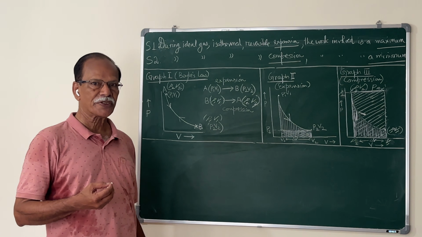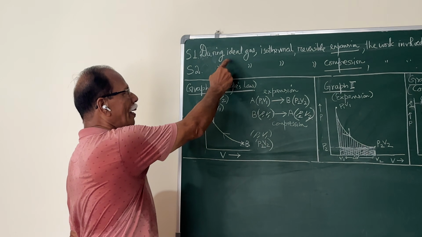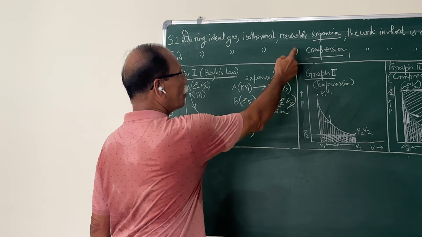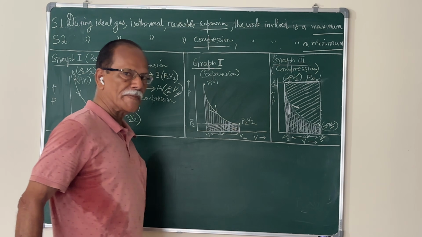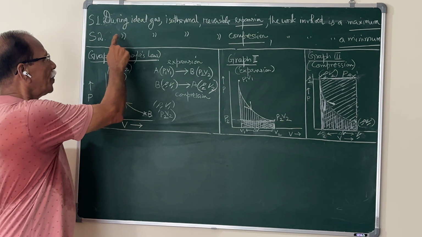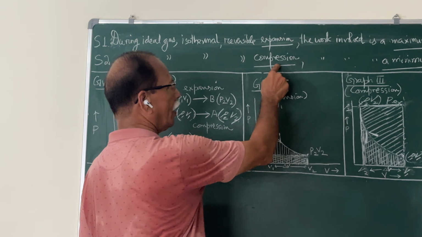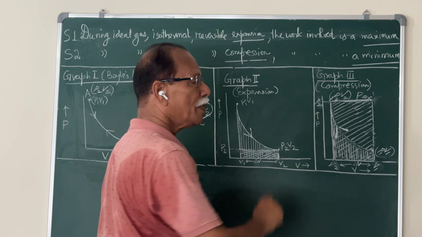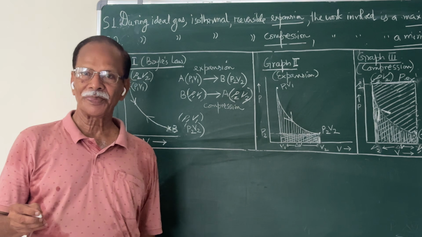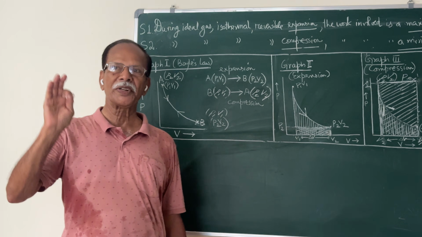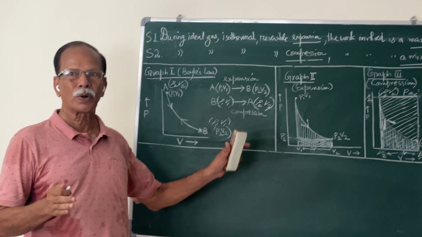First, a statement question from thermodynamics. Statement 1: During ideal gas isothermal reversible expansion, the work involved is a maximum. Statement 2: During ideal gas isothermal reversible compression, the work involved is a minimum. Are these statements correct or not? The answer is both statements are correct, and a student needs to study this conclusion as such.